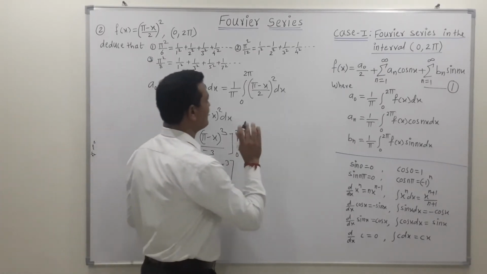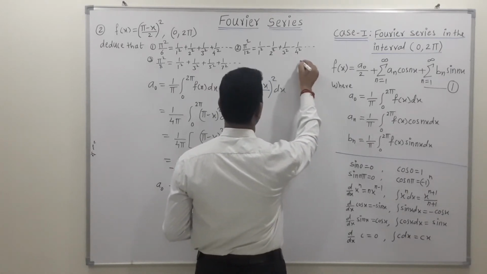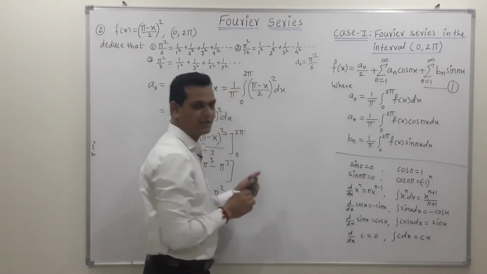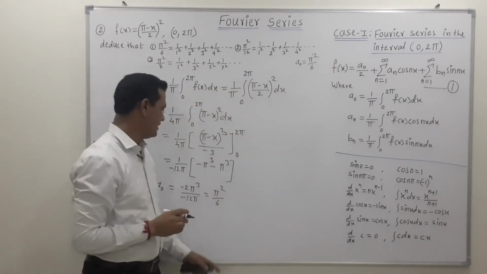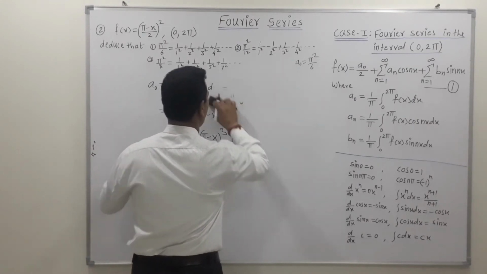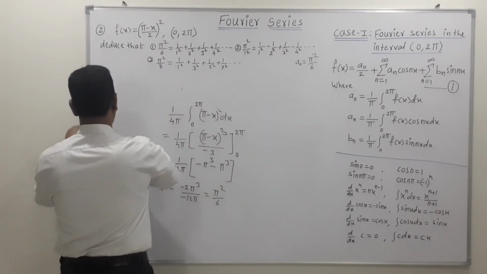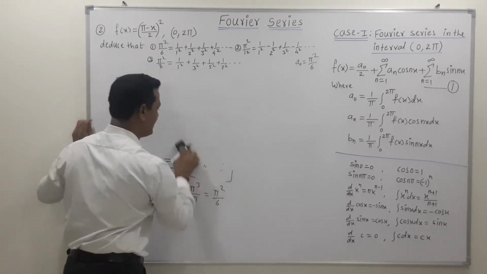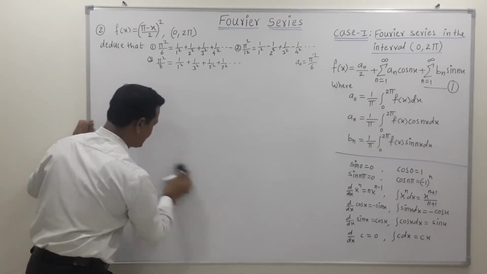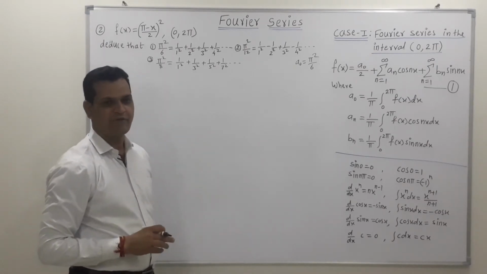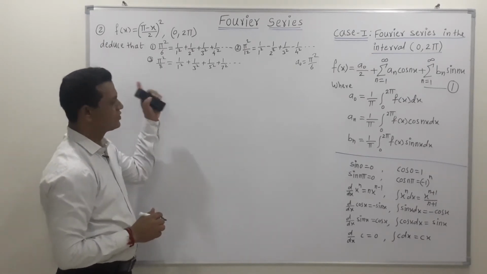For our simplicity, I will write this value, a naught is equal to pi square upon 6, here, so that for further substitution it will be helpful for us. So this is the first coefficient. Now friends, let's find the second coefficient. So the second coefficient is a n. This example is very important, as in most university examinations or autonomous examinations this question is available.